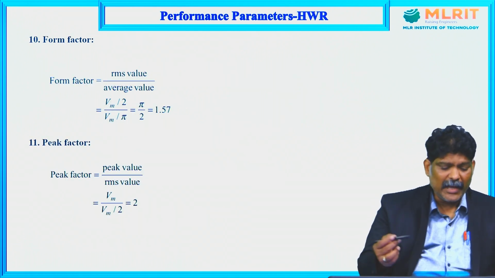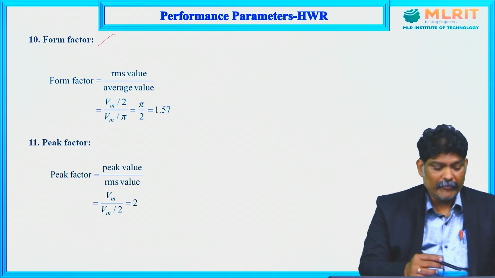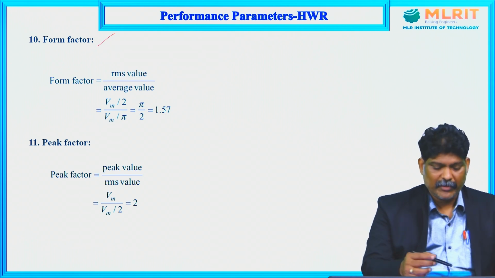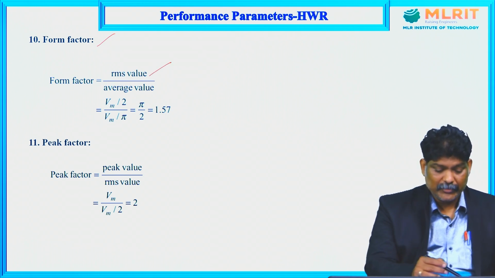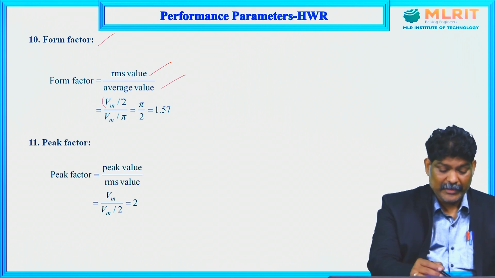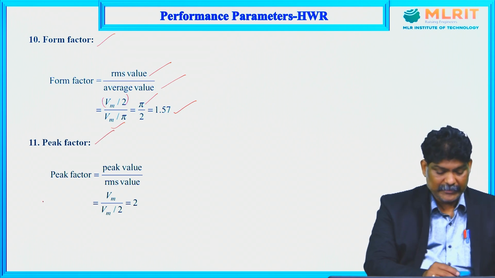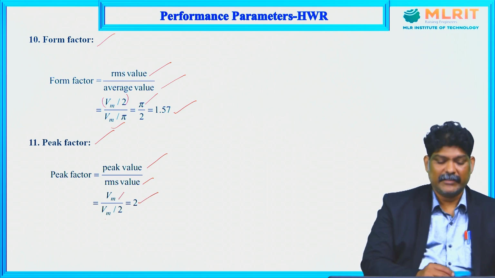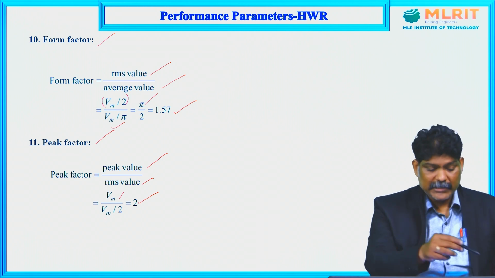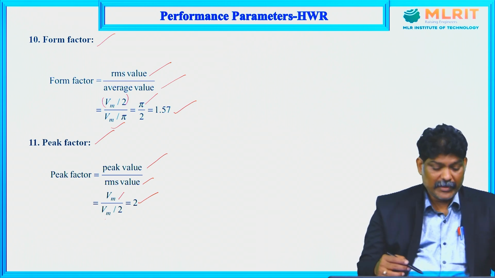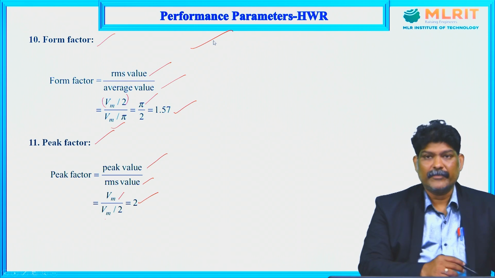Another one, the tenth, is form factor. It is another performance parameter of a half wave rectifier, and it is given by the RMS value divided by the average value. If you substitute, the RMS value is Vm by 2 and the average value is Vm by pi. If you cancel, you will get pi by 2, that means 1.57 form factor. Similarly, peak factor is the peak value of the rectified output divided by the RMS value. The peak value is Vm and the RMS is Vm by 2, so you will get a peak factor of 2. These are the different performance parameters of a half wave rectifier.